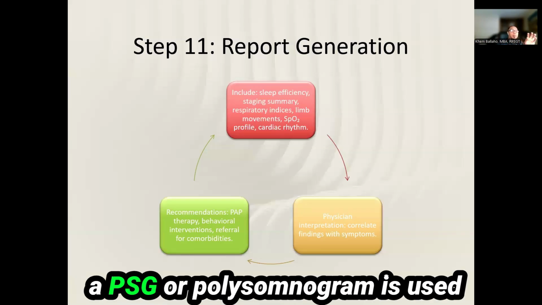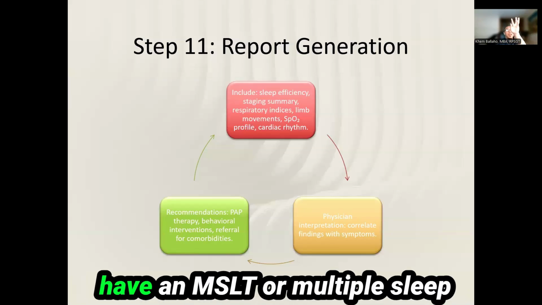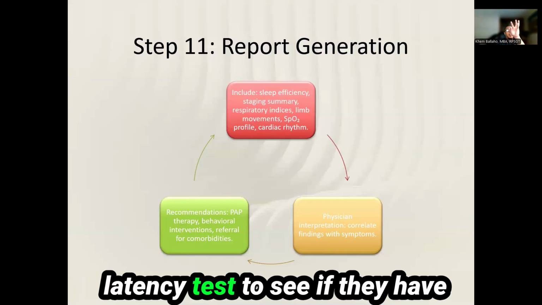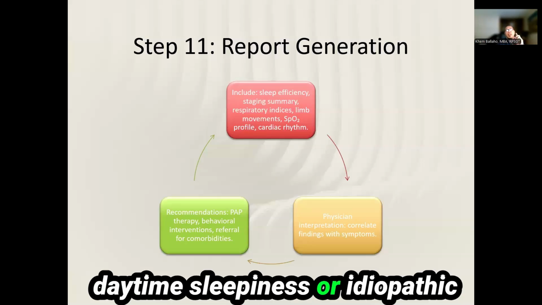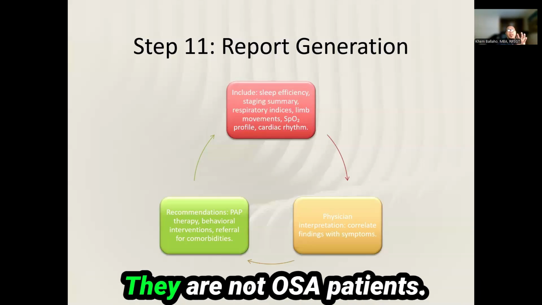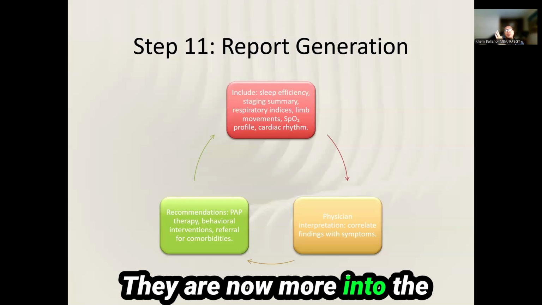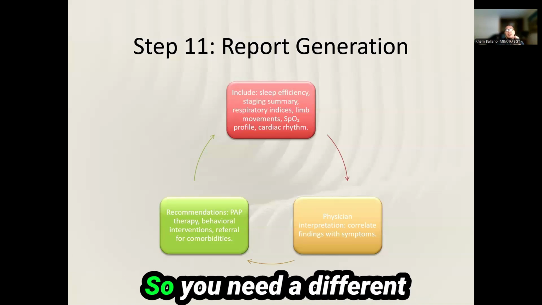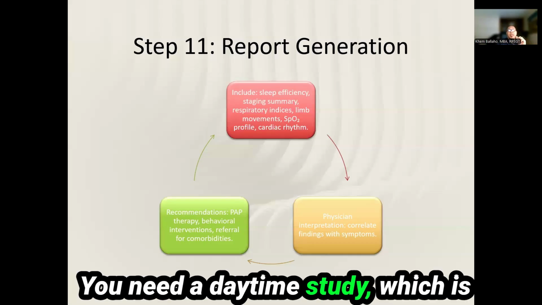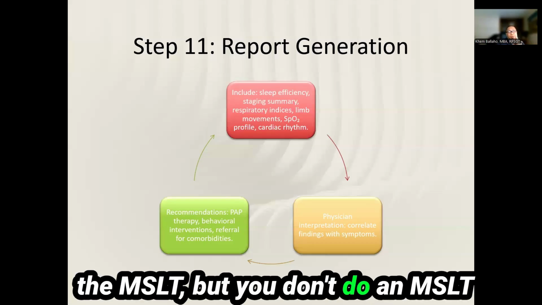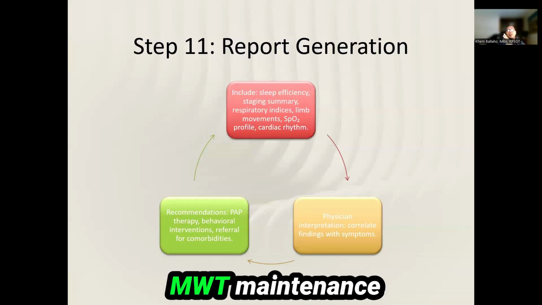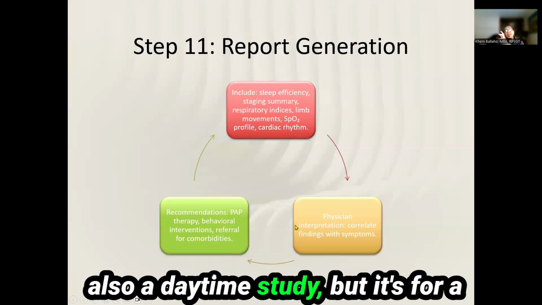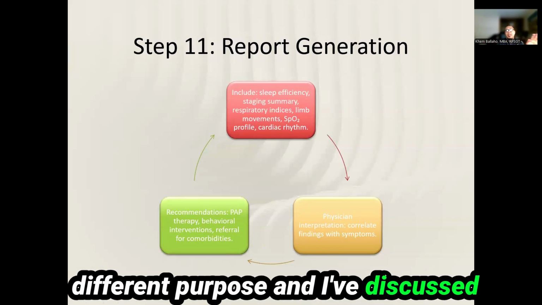Because now a PSG or polysomnogram is used as a baseline for the patient to have an MSLT or multiple sleep latency test to see if they have narcolepsy or EDS, excessive daytime sleepiness, or idiopathic hypersomnolence, right? They are not OSA patients. They are now more into the realm of narcolepsy, right? So you need a different study for that. You need a daytime study, which is the MSLT. But you don't do an MSLT without an overnight sleep study. So it has to be both. MWT, maintenance of wakefulness test, is also a daytime study, but it's for a different purpose. And I've discussed that in the chapter.